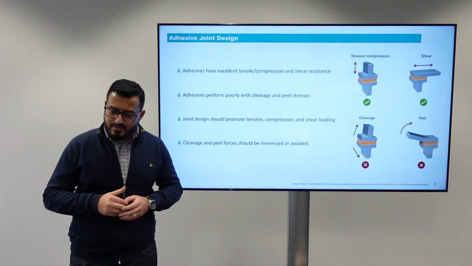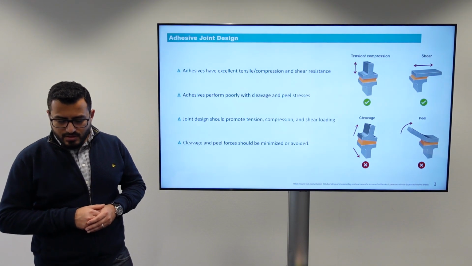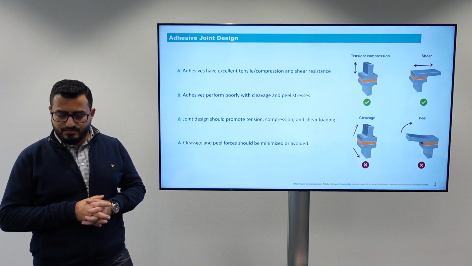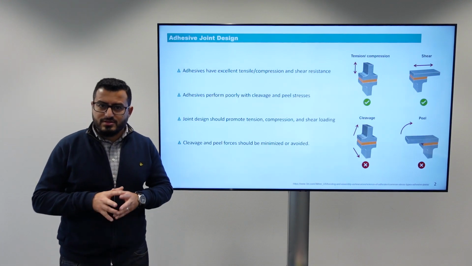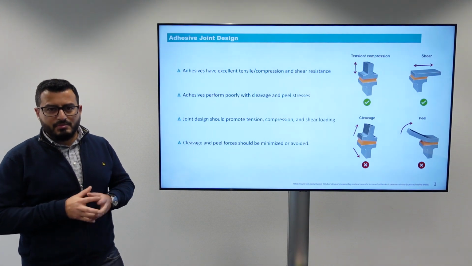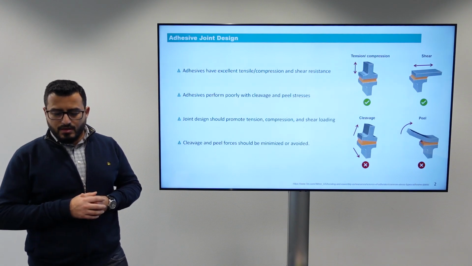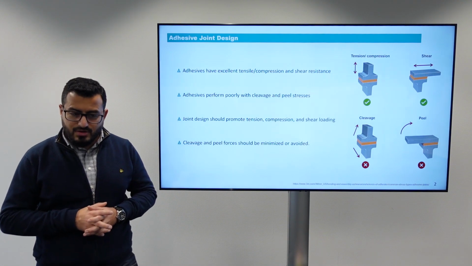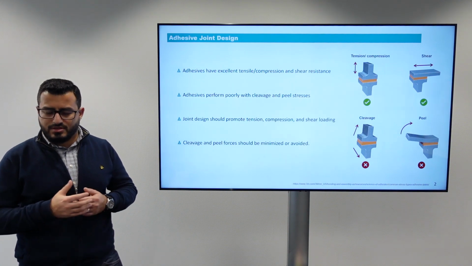Flexible adhesives, on the other hand, can resist to a very large extent peel and cleavage forces. So the general rule here is that if you are using a brittle adhesive in your joint, say for example epoxy adhesive, you should design your joint to promote tension, compression, and shear loading, and minimize as much as possible cleavage and peel stresses or peel loading. If your main forces are cleavage and peel forces, then you have to look in the direction of flexible adhesives. So in that case, polyurethanes or SMPs, for example.